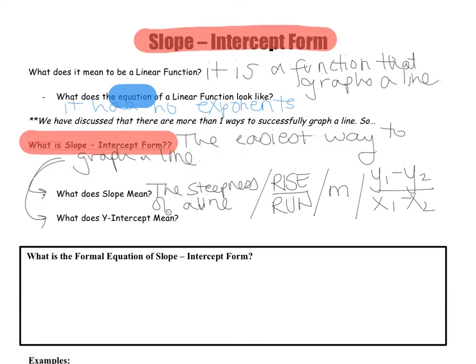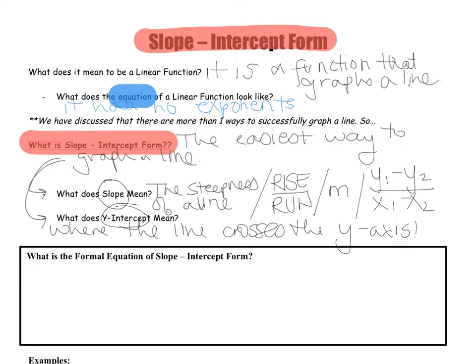Okay? How about y-intercept? We talked about y-intercept, but it's been a little while. Does anybody remember what y-intercept means? Well, y-intercept is where the line crosses the y-axis. Okay, so when I am finding the y-intercept, it's where the line crosses the y-axis. And that's what you have to remember. So in order to graph a line, the only 2 pieces of information I need to know is I need to know the slope and I need to know the y-intercept, and I'm good to go. Okay?